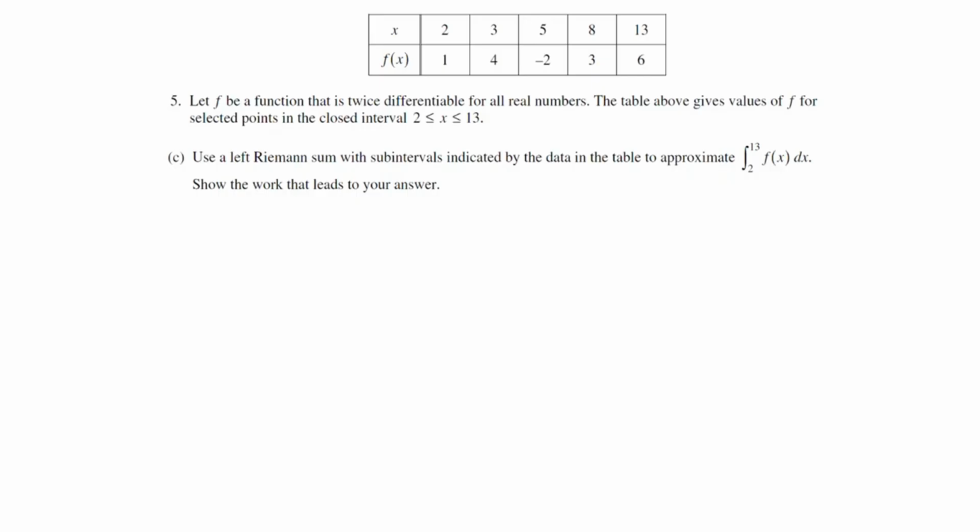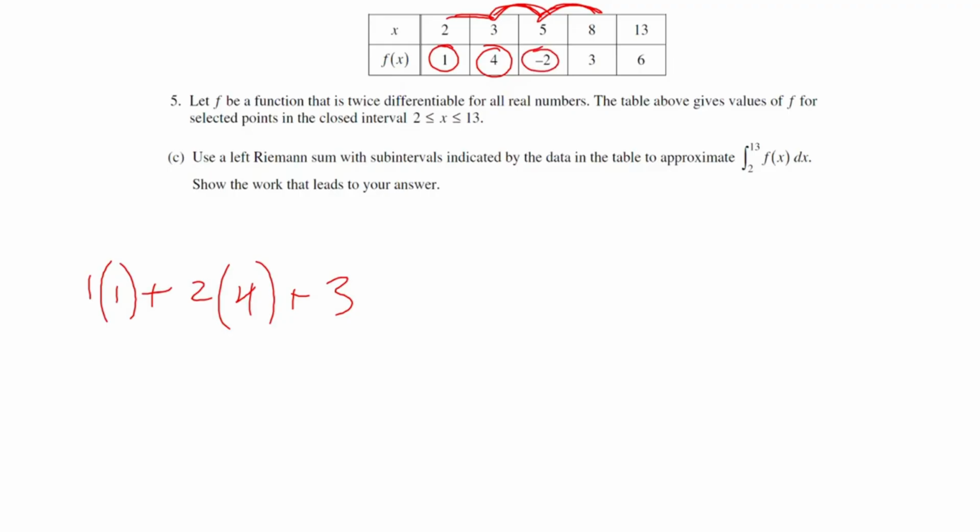In part C, they want us to use a left Riemann sum with the subintervals indicated to approximate the integral from 2 to 13 of f. So the first subinterval from 2 to 3, right, 3 to 2 is 1 unit, so 1 times the left endpoint of 1. And then from 3 to 5 is 2 units, so it'll be plus 2 times the left endpoint of 4. And then from 5 to 8 is 3 units times the left endpoint of -2. And from 8 to 13 is 5 units times the left endpoint there of 3.